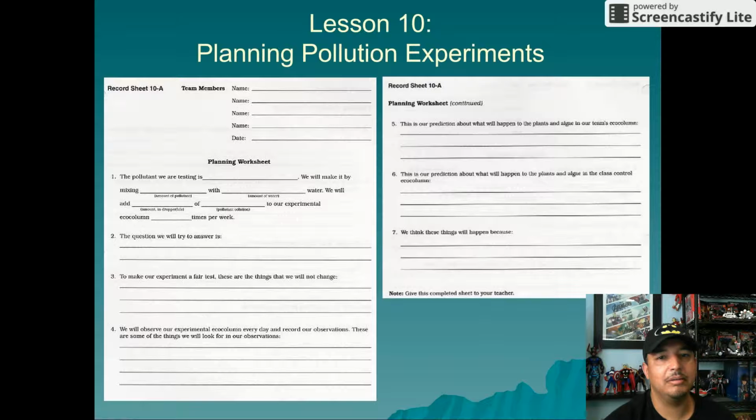As a final note about Lesson 10, the teacher guide suggests that you take a break after Step 9 if you're running out of time. Also, it's important that you review the planning worksheet prior to Lesson 11.